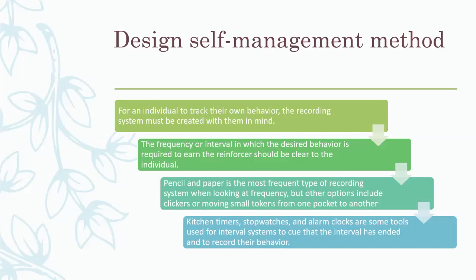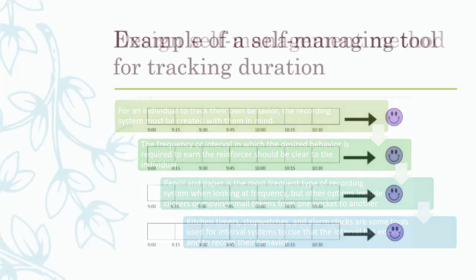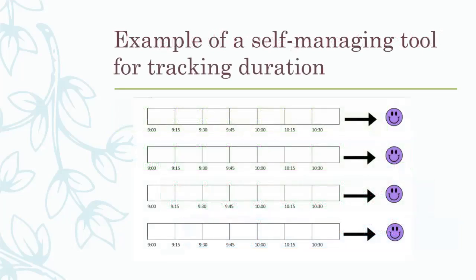If we're looking at increasing the duration of a behavior, things like kitchen timers, stopwatches, and alarm clocks are a great tool that can be used. So this is an example of tracking the duration of a behavior. The individual this was created for was struggling to complete her entire shift without being done early or asking to take a break.